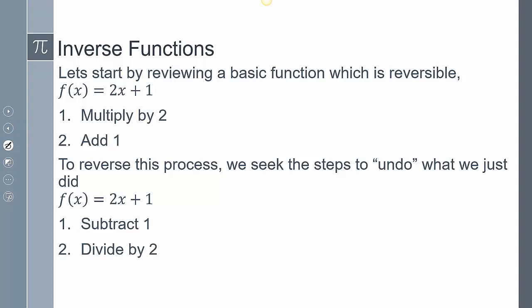Now, relating that to functions, to have this idea of a reversible function, for us to create this function that I have right here, 2x plus 1, if I started with x, the first thing that I could do is multiply by 2, and that's how I get 2x. And then if I add 1, I get my 2x plus 1. And so this reverse process would be, if I start with the 2x plus 1, if I subtract 1, then I get 2x. If I divide by 2, I get x. And so this reverse process seeks to undo those steps that we just did.